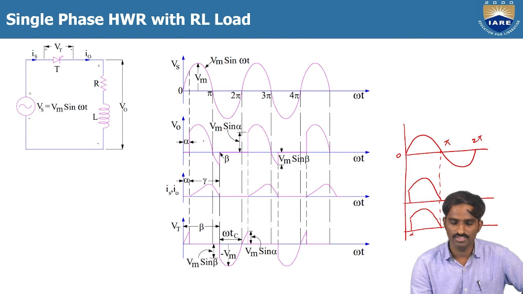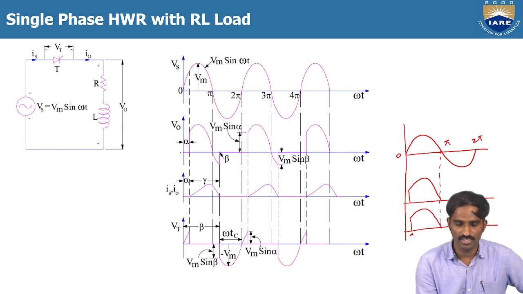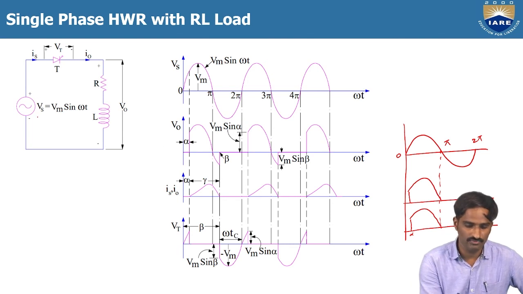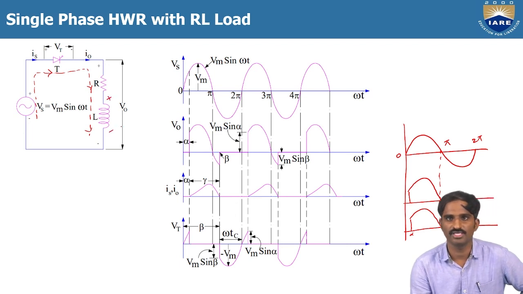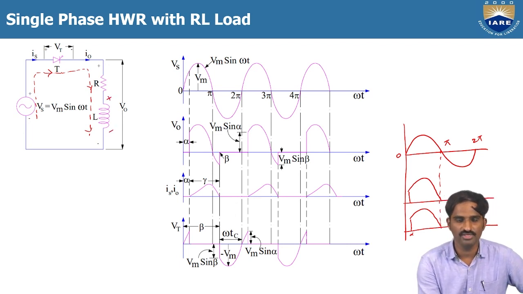Then coming to the load voltage waveform, from alpha to pi it is similar to the voltage waveform we got in case of R load, but here we are getting a small amount of negative voltage from pi to beta. Initially, when we give the firing angle alpha, the current will flow in this direction, which means the inductor terminals are like this, plus and minus. During the time thyristor T1 is conducting, the inductor will store energy.